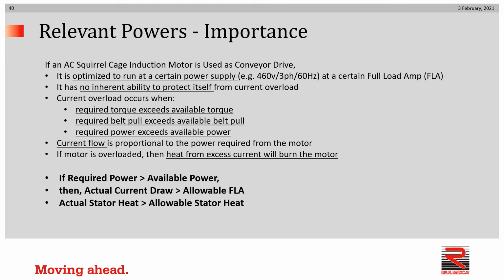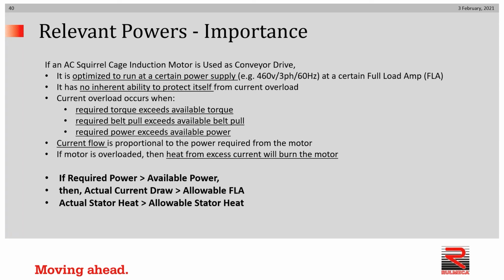Relevant powers and their importance. If an AC squirrel cage induction motor is used as a conveyor drive, you need to keep this in mind. It's optimized to run at a certain power supply, for example, 460 volt, three-phase, 60 hertz, at a certain FLA, as I mentioned previously. It has no inherent ability to protect itself from current overload. None. That's why external overcurrent protection is needed always.